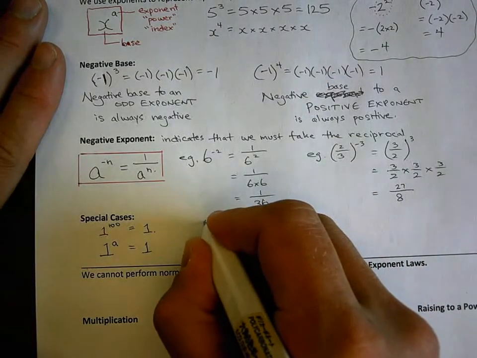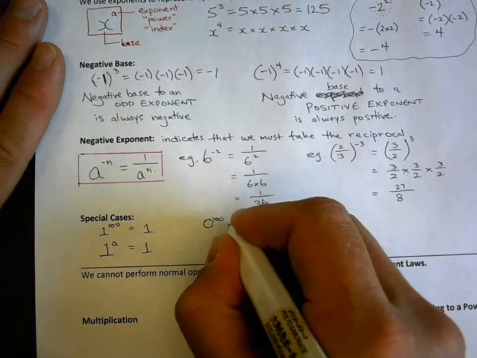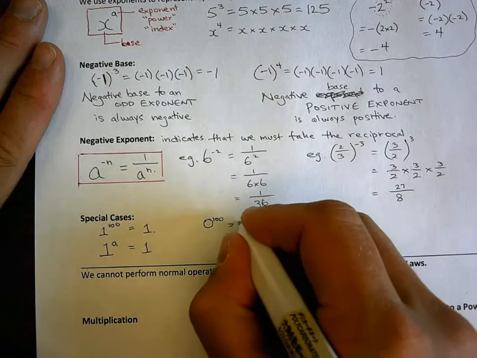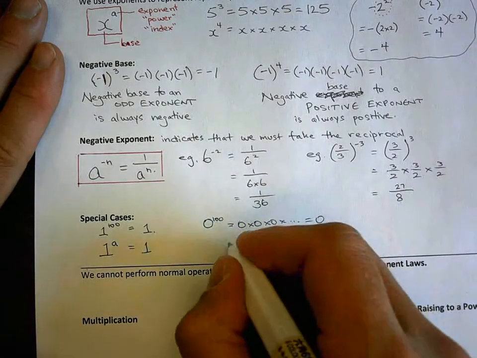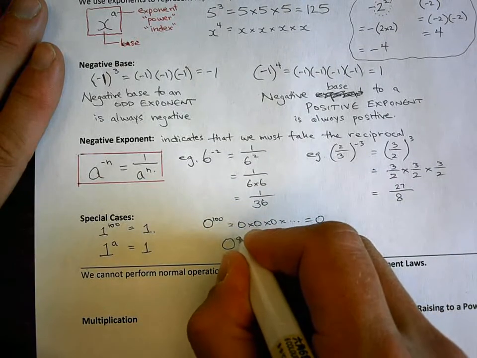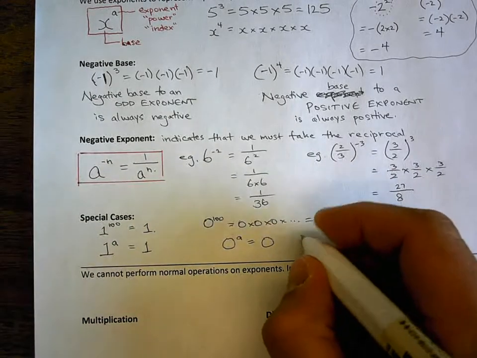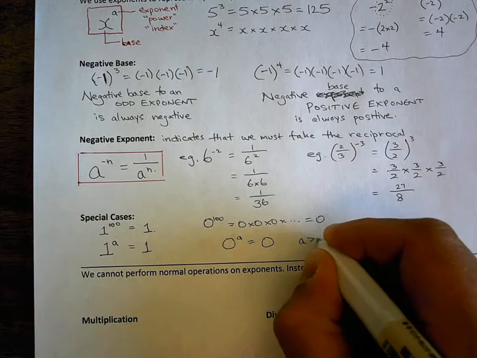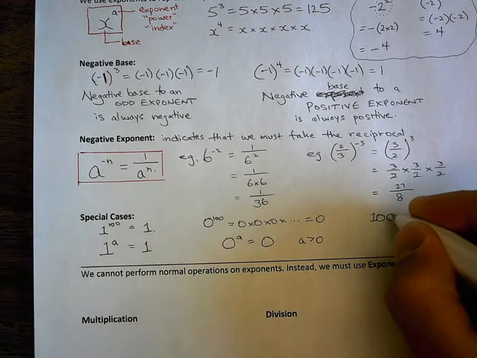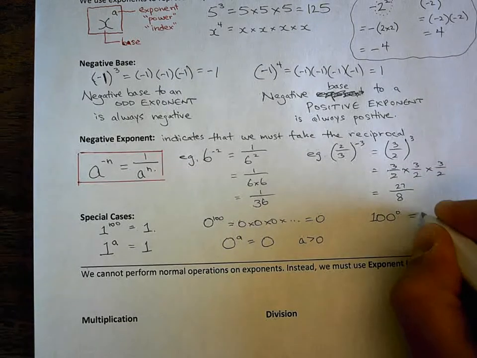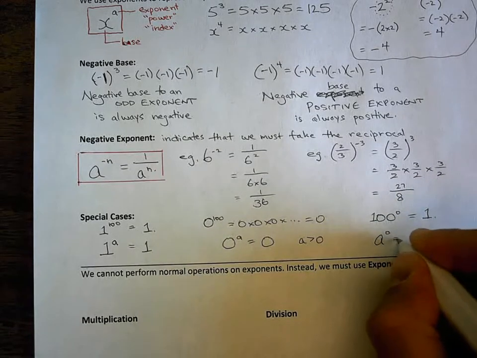Another special case, if I have 0 to the power of 100, well, technically that's going to be 0 times 0 times 0 times, so that's also going to be 0. So 0 to the power of anything is also going to be 0, as long as a is greater than 0. And finally, if I have 100 to the power of 0, anything to the power of 0 is always going to be 1. So that's another special case.